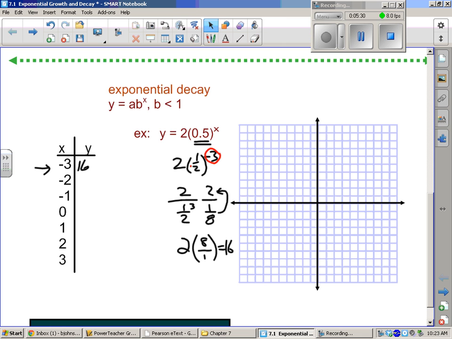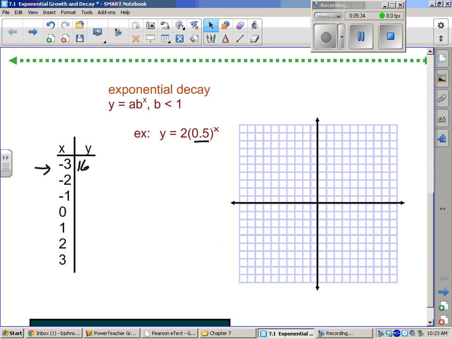Okay, so let's try another one with a negative. So 2 times (1/2) to the negative 2. That really flips the 1/2, so it's 2 times 2 to the 2, or 2 times 2 times 2. So 2 times 4 is 8.